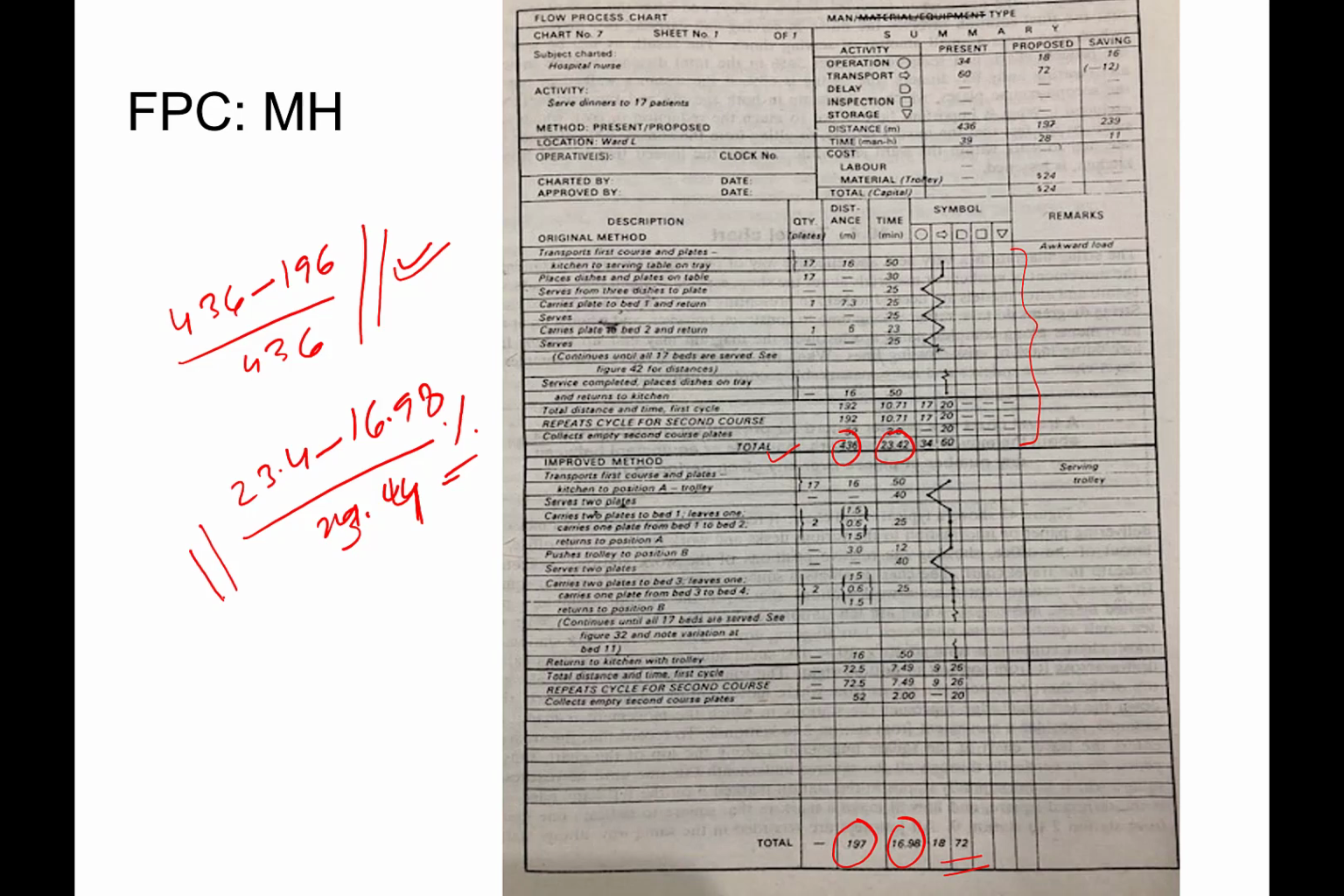So the reduction in distance traveled was really significant, and that is expected to reduce the fatigue of the workers, and at the same time it is also reducing the time consumed in doing the service. So the service is the first, and then the travel chart.